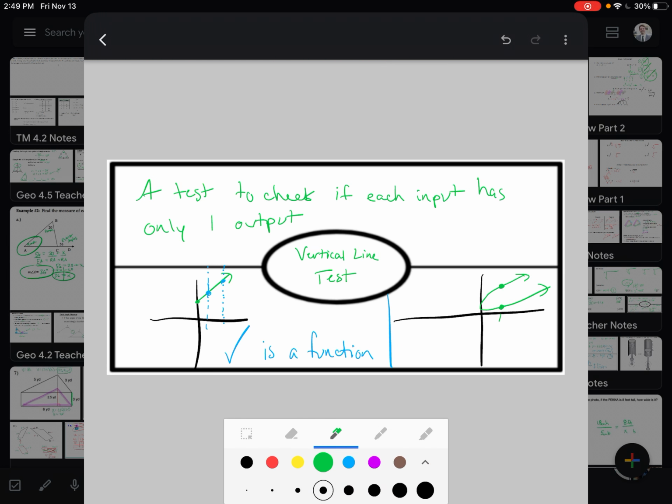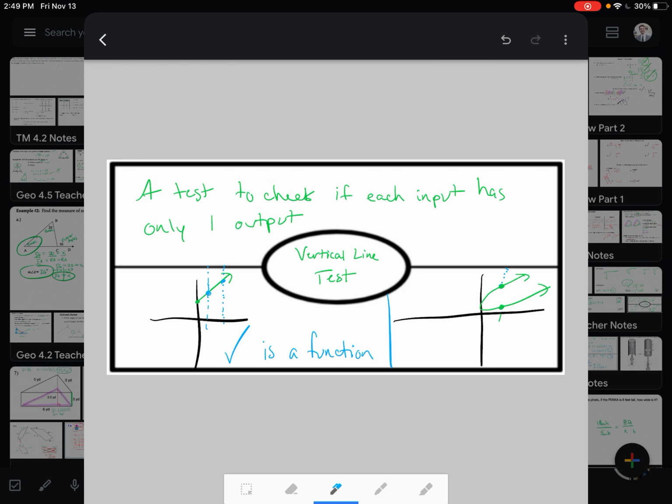Well, if we check with our vertical line test, and we trace a line straight up and straight down, we see that it crosses once, twice. If it crosses 2 times, it fails the vertical line test. Again, it can only cross 1 time. So again, we draw a line straight up and straight down, and if that line crosses more than 1 time, it fails the vertical line test. It is not a function.